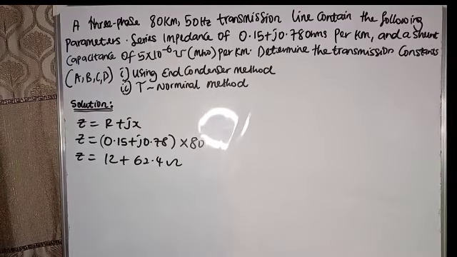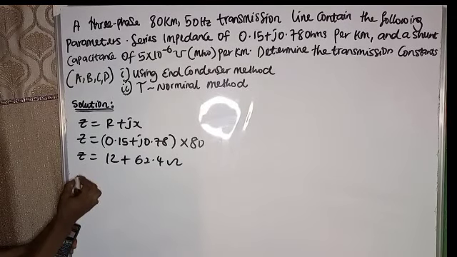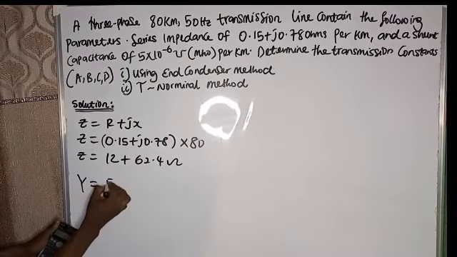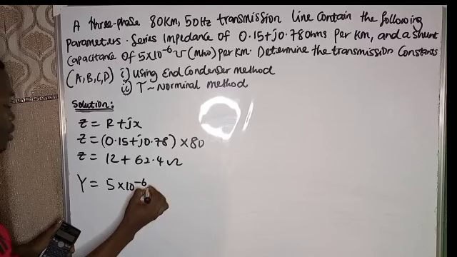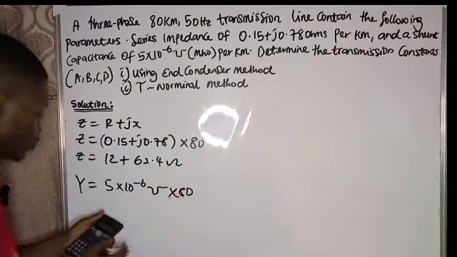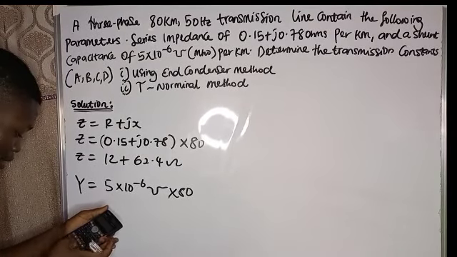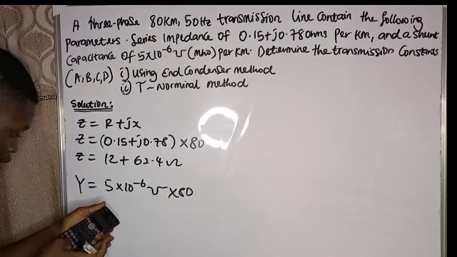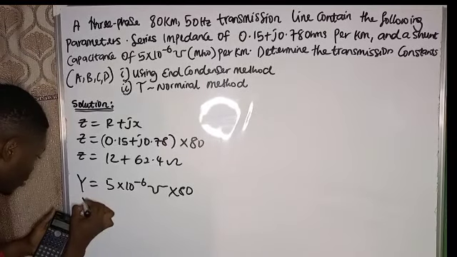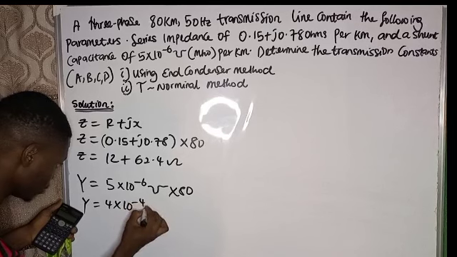These are our Z. So we are going to find our Y. Y is equals to 5 times 10 raised to power minus 6 mhos. So remember it is per kilometer, so we multiply by 80. 5 times 10 raised to the power of minus 6 times 80. So we have Y is equals to 4 times 10 raised to power minus 4 mhos.